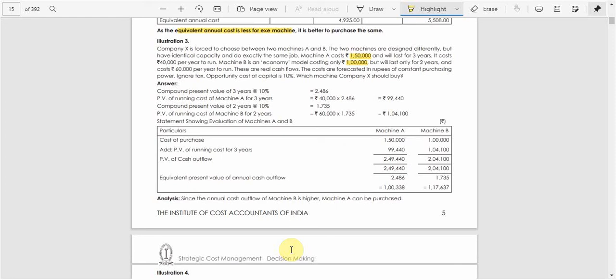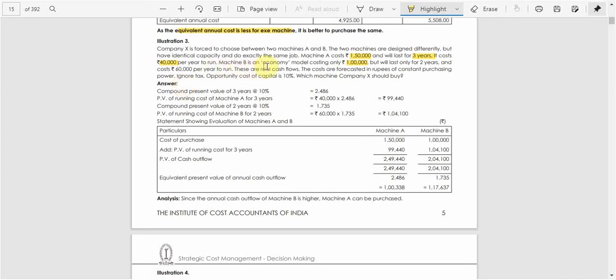So the two machines are designed differently but have identical capacity and do exactly the same job. That is given, right? So here it is given machine A costs 1,50,000 and it will last for 3 years, right? So this is given, this is important information, and it costs 40,000 a year to run. So here the maintenance cost of the machine A is given as 40,000 per year.